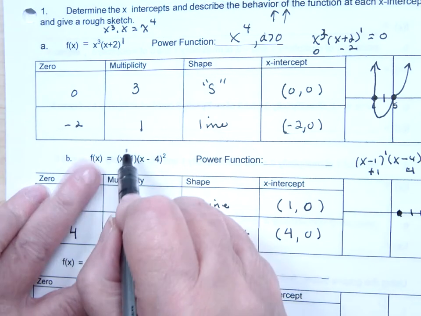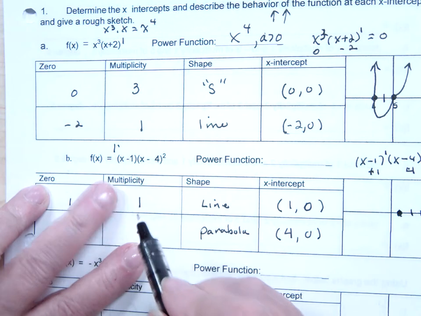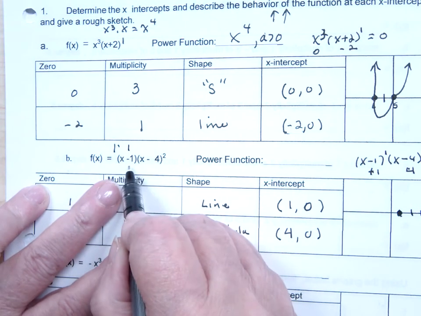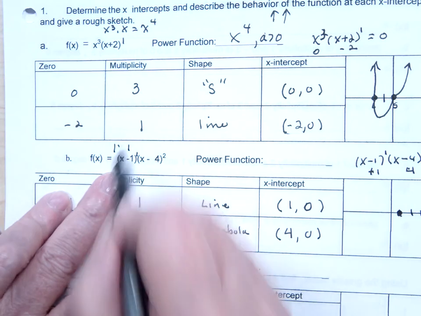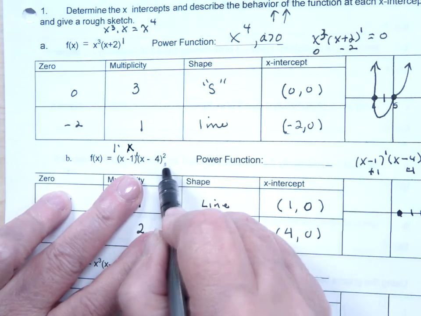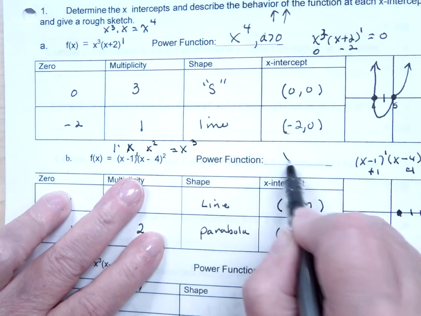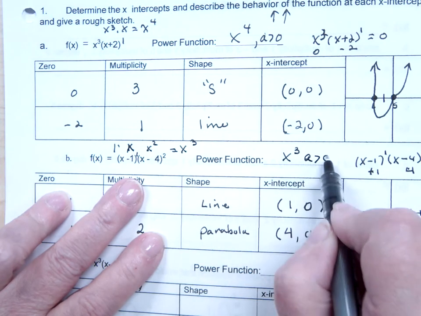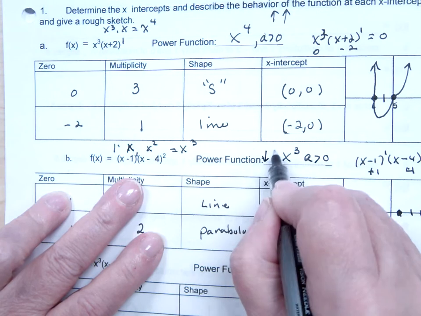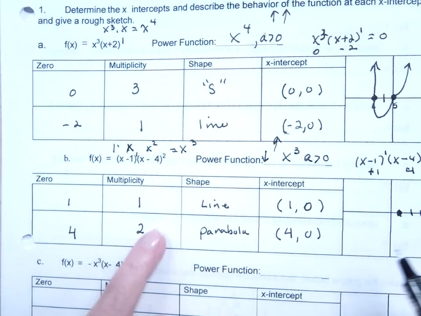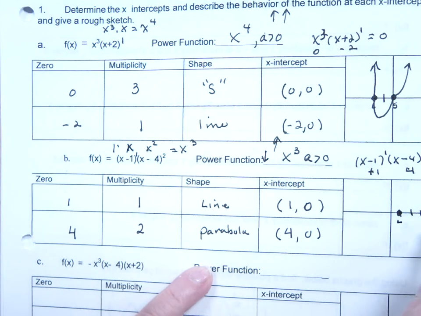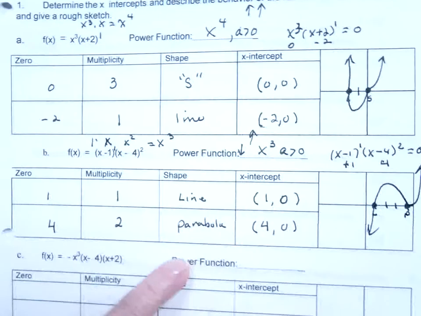So what do I have here? For the power function, the leading coefficient is 1. This is x to the 1, because the power on the factor is 1. So it's just x. This is x squared. So the power function is just x cubed. Now x cubed, again, a is positive, so it's going to come in from the bottom and go out through the top. So 1 is a line. This is a parabola. So it's going to come in from the bottom like a line, come down, and then go out through the top. It'll look something like that.